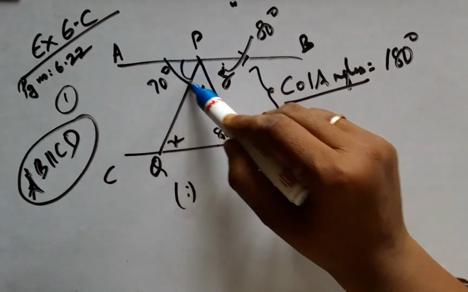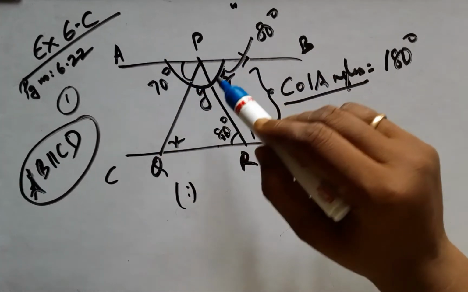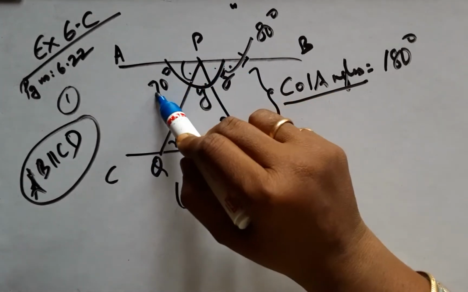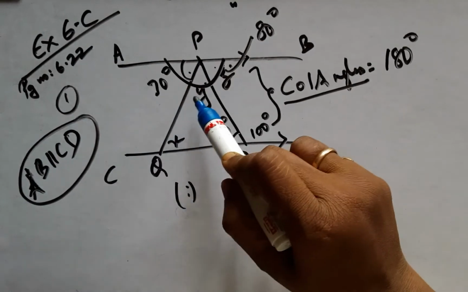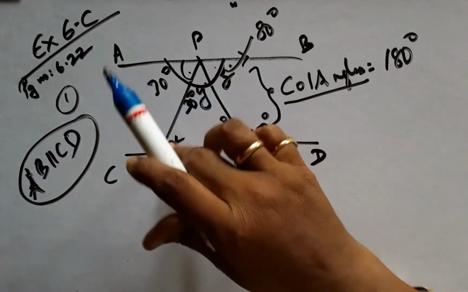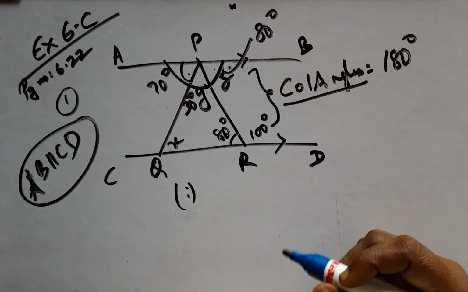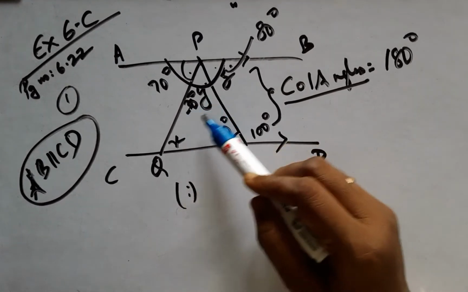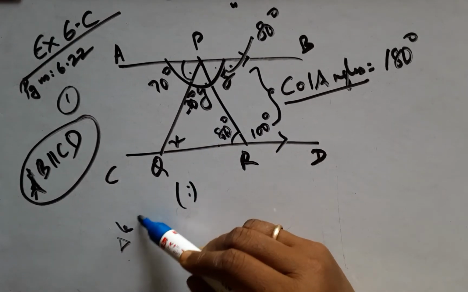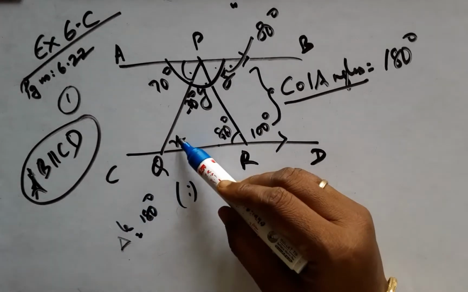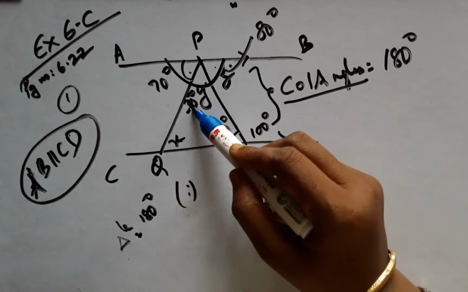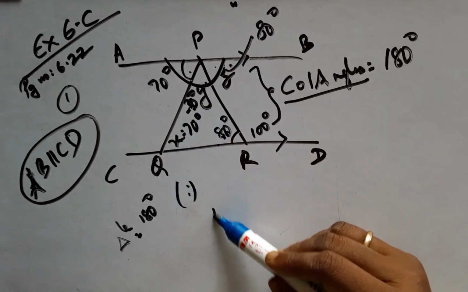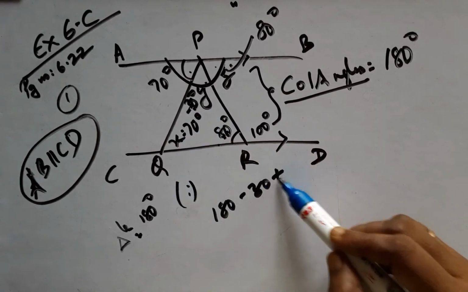Now this entire thing forms a 180 degree line, and there are three angles. You have 80 and 70, 150 have been arrived at, and the rest, 30, happens to be this angle. And finally I will go to x. Since this is 110, the angle sum property of a triangle is 180 degrees, and therefore x is 180 minus 30 plus 80, which is 110, so x is 70 degrees.